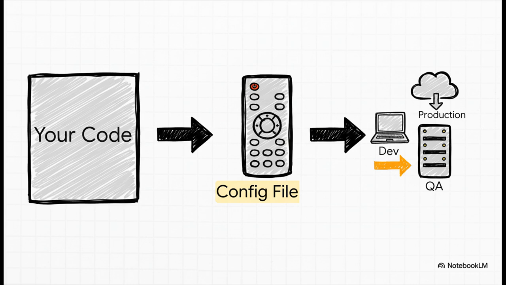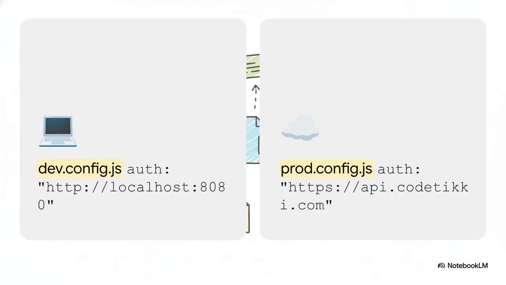Instead, we create one central configuration file. You can think of it like a remote control for your whole application. Your code doesn't talk directly to a server, it looks at the config file, and that file points it to the right server for whatever environment it's in. And this means you create a separate, really simple config file for each environment. The dev config, well, that lists all your localhost URLs, and the production config lists all the live api.kodakiki.com URLs. See? It's all neatly organized in one spot.